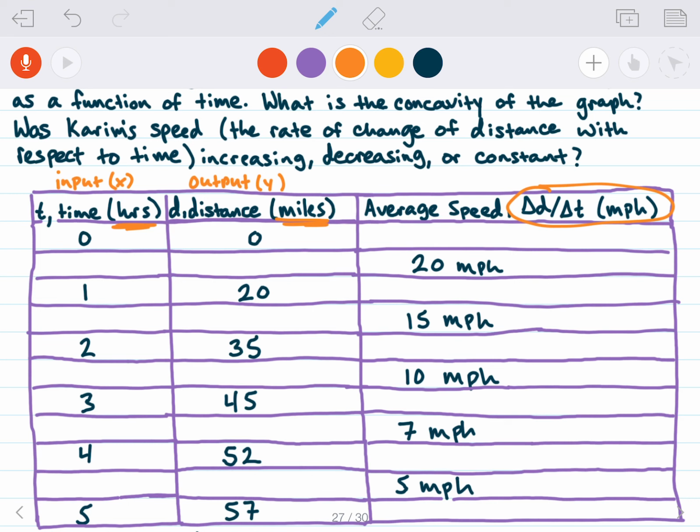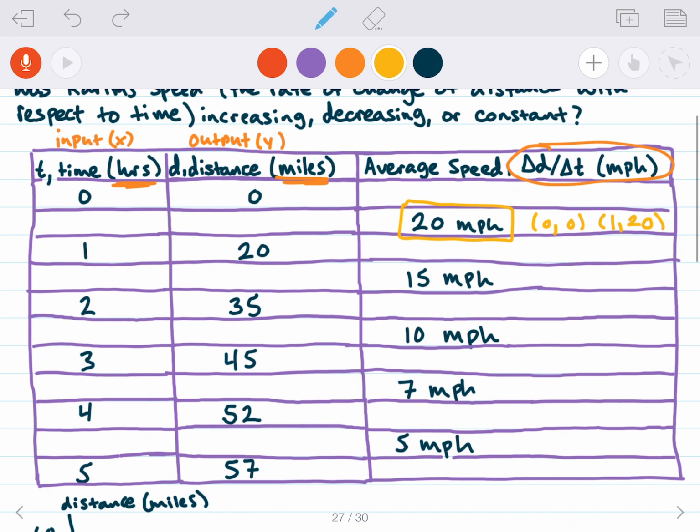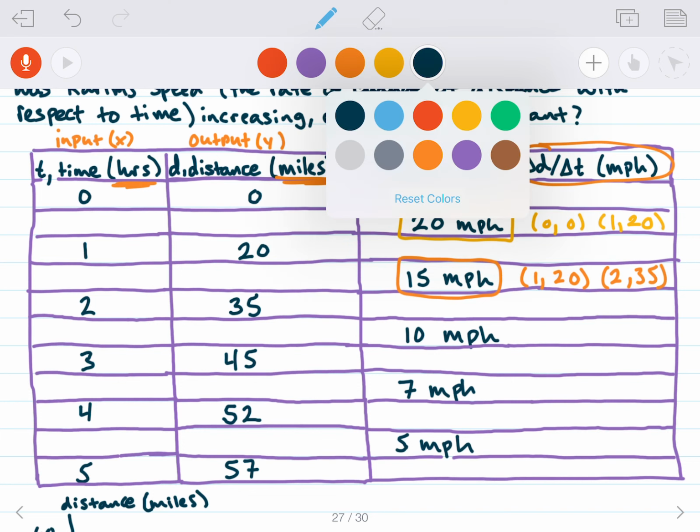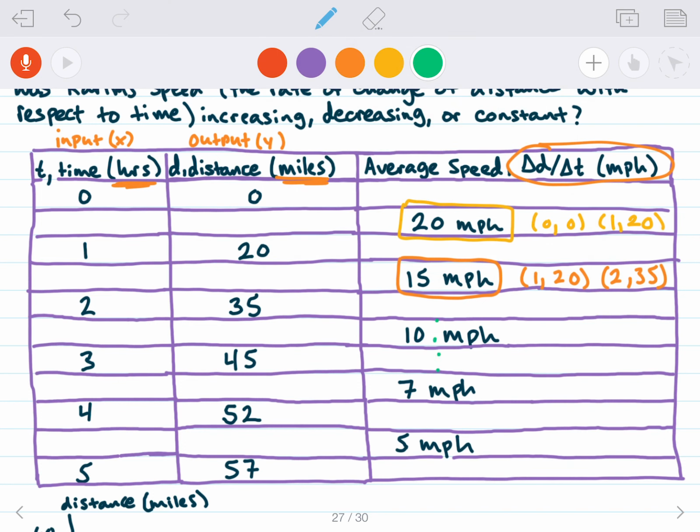Okay, so what is this telling us? Well, between 0, 0, and 1, 20, our slope is 20. All right, our speed is 20 miles per hour. Then for this one, this is telling us between 1 hour and 2 hours, the slope is 15 miles per hour, and so forth, right? It keeps going on like that.